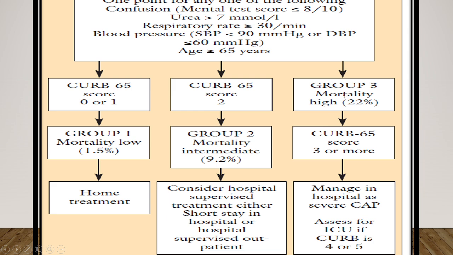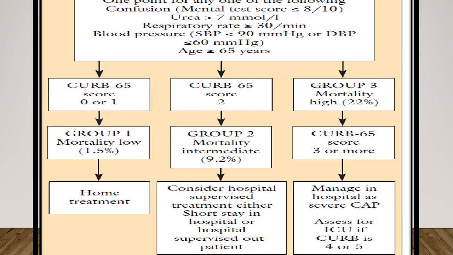Now come to the scoring system 3, which means the mortality rate is high, 22%. So in this case, you need to manage the patient in the hospital as severe community acquired pneumonia. After that, if the score is 4 or 5, you need to admit the patient to the ICU.